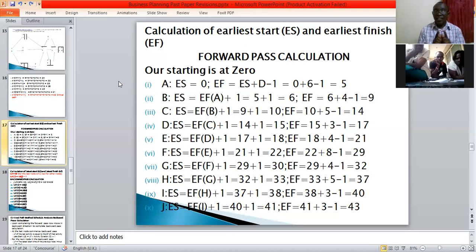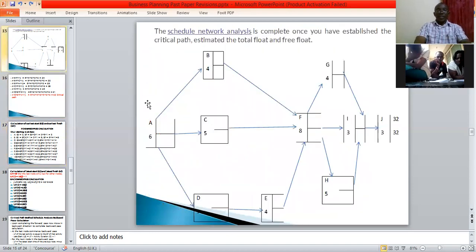So let's start first by the forward pass calculation. If we look at this project network, we want to know what will be the earliest start time for activity B and the earliest finishing time for activity B.